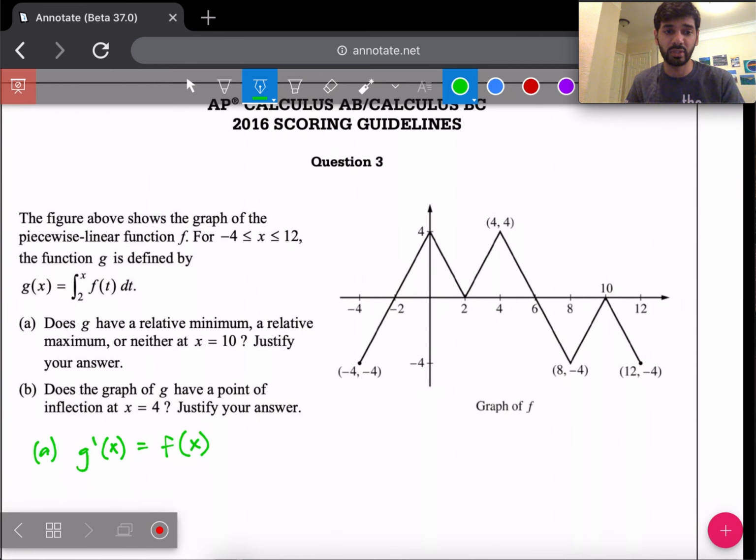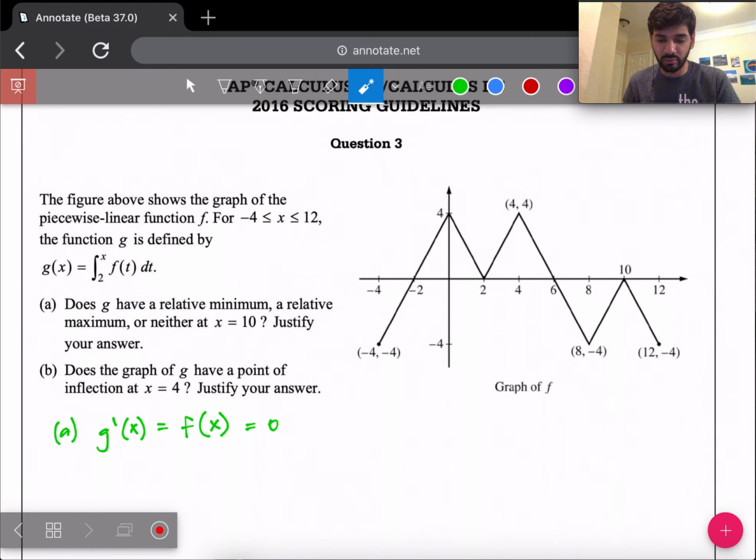So g prime is equal to f. And to find the critical points, I set that equal to 0. So right here, I need to figure out when f of x is equal to 0. Well, this problem is asking me in particular for x equals 10. So if I look at x equals 10, yes, it is a critical number because f is equal to 0, and f is the derivative of g. It's asking me, does g have a relative min, relative max, or neither here?